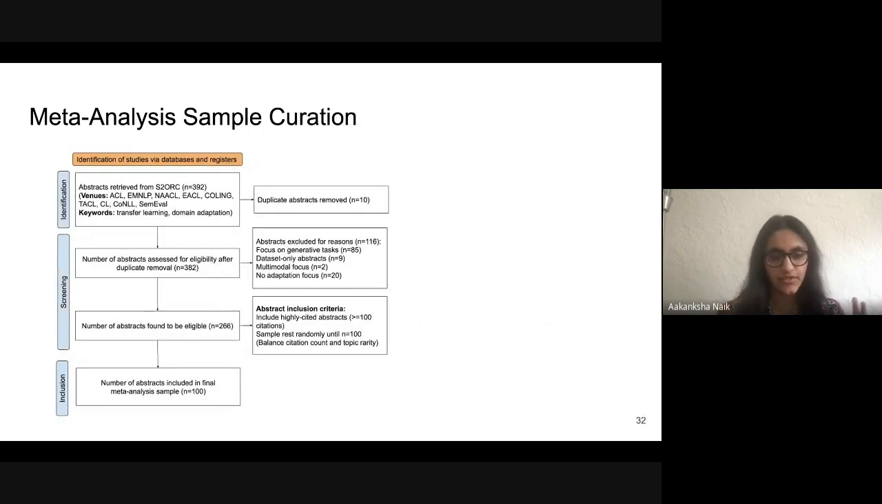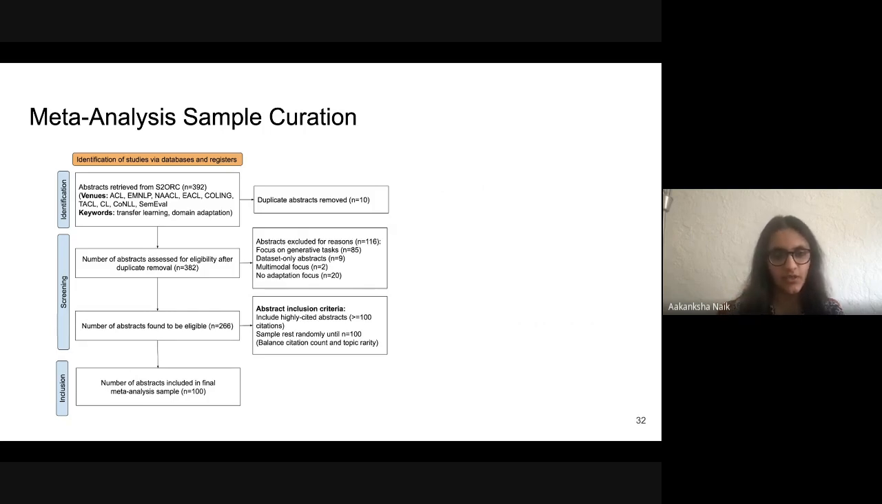After collecting these 392 papers that were focused on transfer learning and domain adaptation, we decided to whittle it down to construct our final meta-analysis sample of 100 papers. And this PRISMA diagram indicates how we screened different abstracts and constructed our final sample. So in the first step, we just removed all of the duplicate abstracts. And in the second step, we did some key filtering steps.